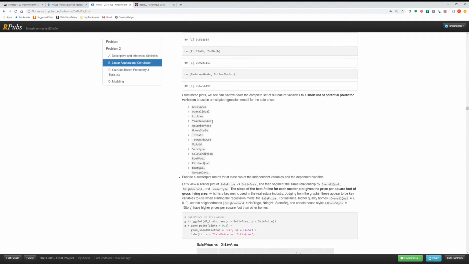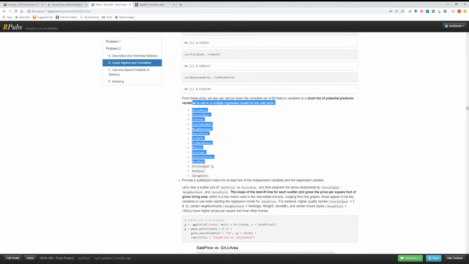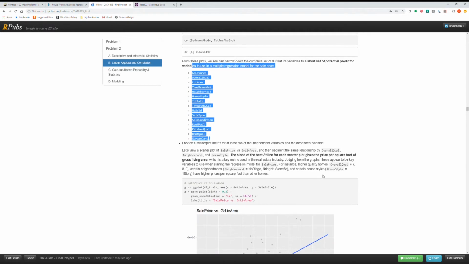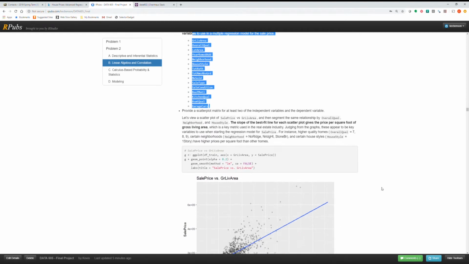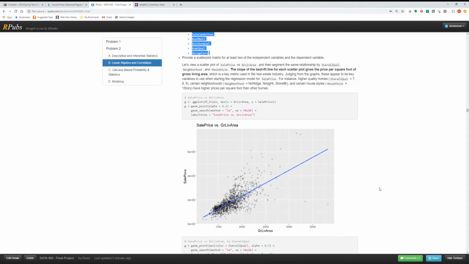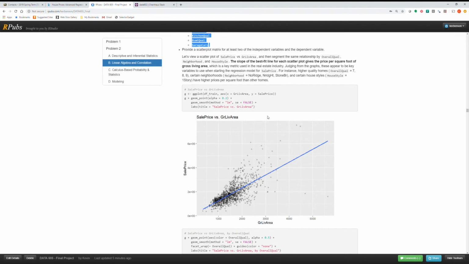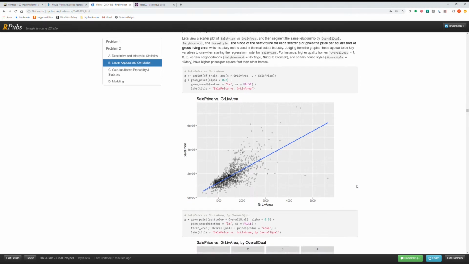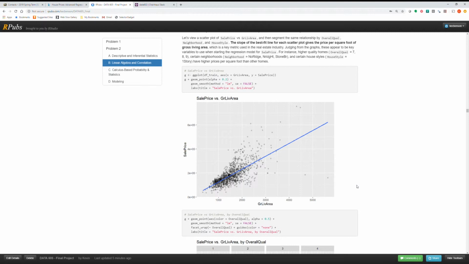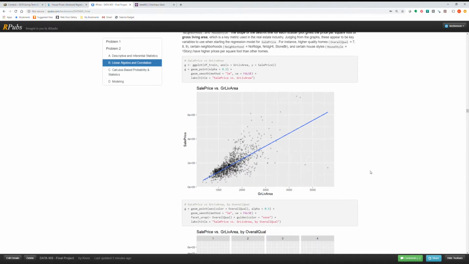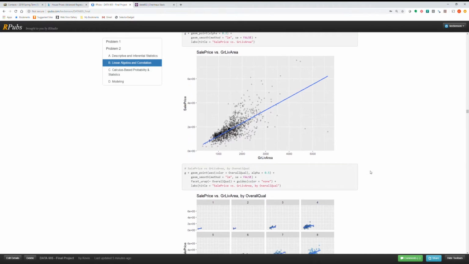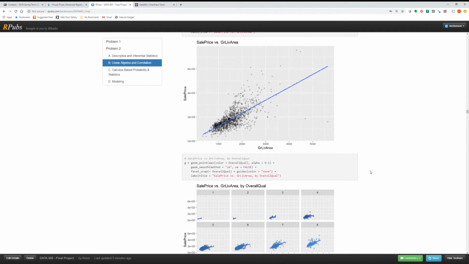The result of all this is to get a short list of predictor variables that we can use in the regression below. The next part of the question asks for a scatter plot matrix of at least 2 of the independent variables. We'll start out by looking at sale price versus gross living area. As you would expect, there seems to be an approximately linear relationship there, which I think is consistent with the idea that one of the common metrics in the real estate industry is price per square foot, and that's something that we'll build on when we look at our multiple regression model.